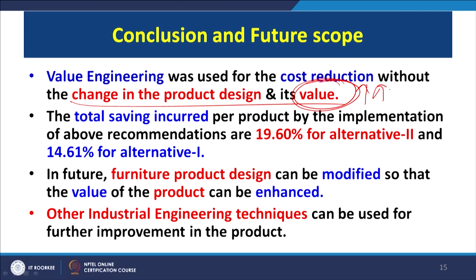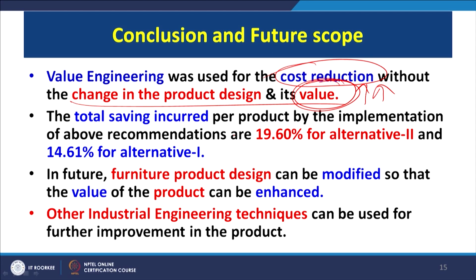So you can see that by changing the material and analyzing the cost implications of those two alternatives, that is changing the pipe and changing the board, the performance was not compromised, the performance was better, the weight of the product also reduced, and the customers were also happy to have this product. So we can conclude that value engineering was used for cost reduction without change in the product design and its value. More important is that the value increased as well as the cost also reduced.